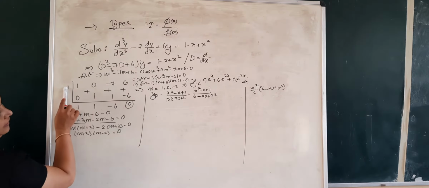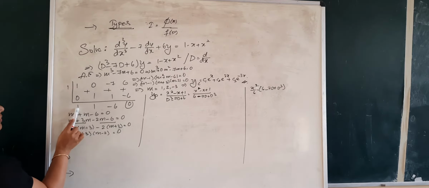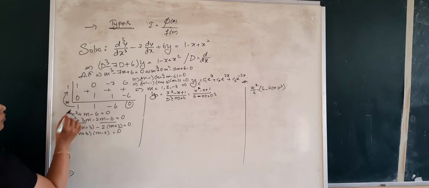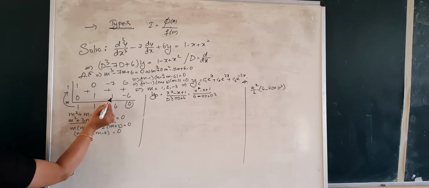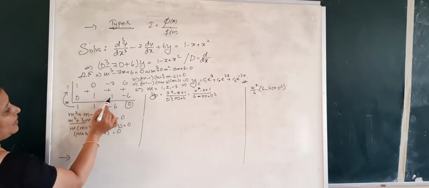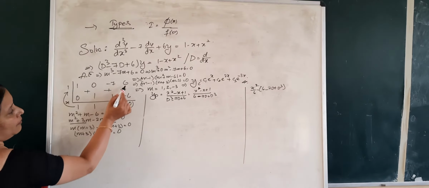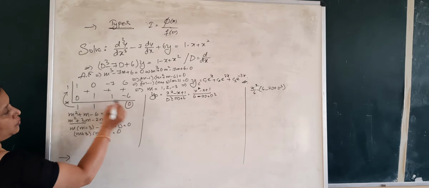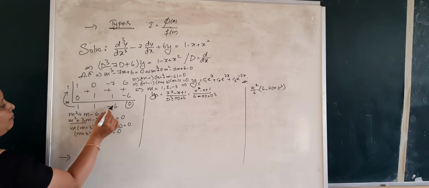Considering the synthetic division with 1, we start with 0; 1 plus 0 is 1. Take the product: 1 into 1 is 1, add it, so 1, and again the product 1 into 1 is 1. Next add: minus 7 plus 1 is minus 6. The product of minus 6 and 1 is minus 6. The sum of minus 6 and plus 6 is 0. Hence the remainder is 0, so it is a factor, and this gives us the quadratic equation m square plus m minus 6.